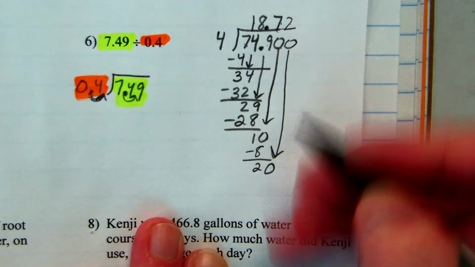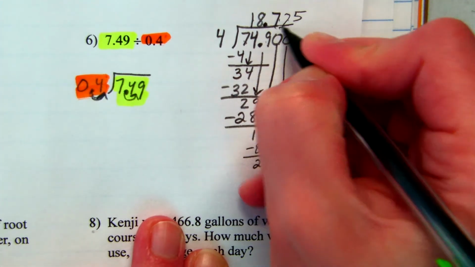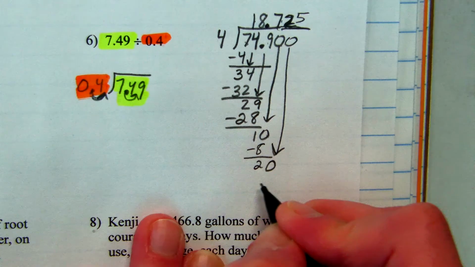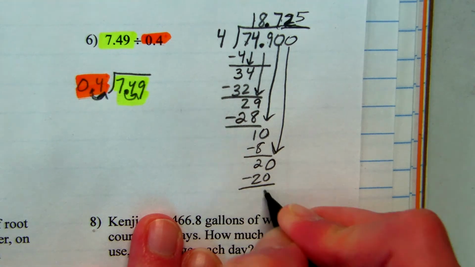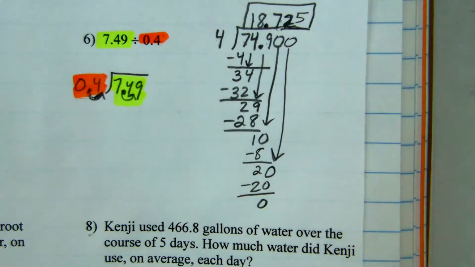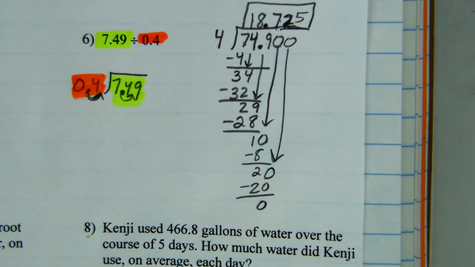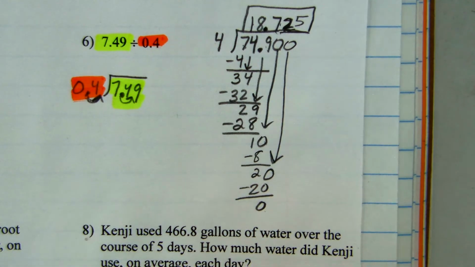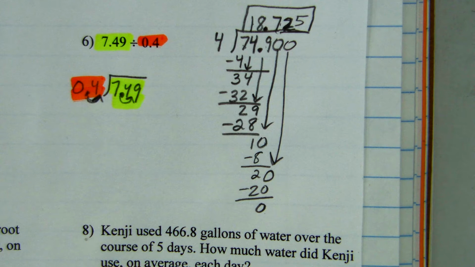And that's finally going to go in evenly. 4 goes into 20 5 times. And this is a 2. I didn't write it very clearly. And 5 times 4 is 20. And I know I'm done when I get that 0 and everything divided evenly. So you're going to keep adding zeros after the decimal until it finishes today, and then we'll talk about repeating decimals later. Some of you know what I'm talking about.